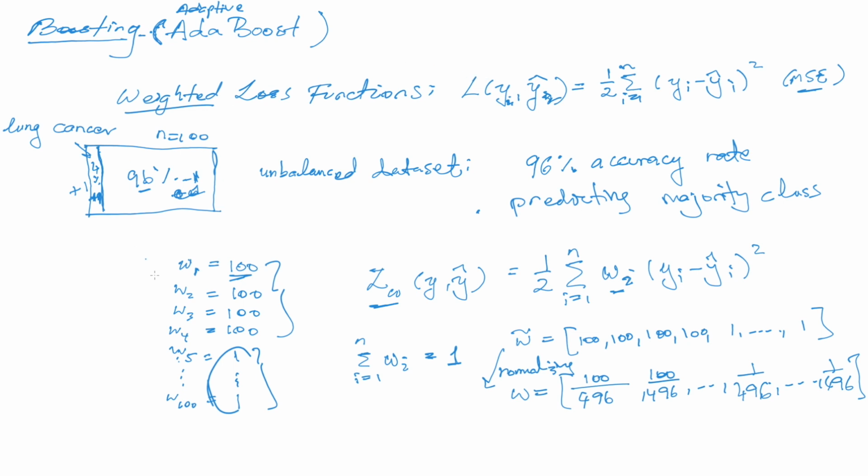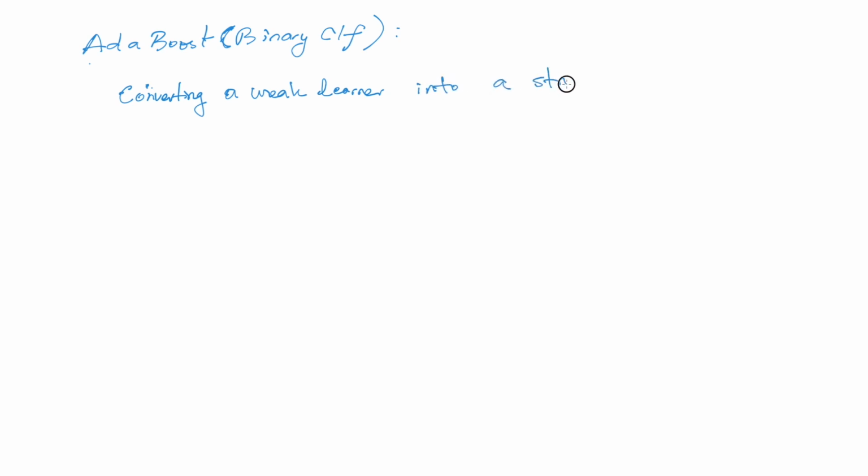All right. So we need weighted loss functions to describe this algorithm. The idea behind AdaBoost is we want to come up with a classifier. So this is going to be for binary classification in this particular example that I'm talking about, but obviously you can extend this idea. The basic idea is that we're going to be converting a weak learner into a strong learner.